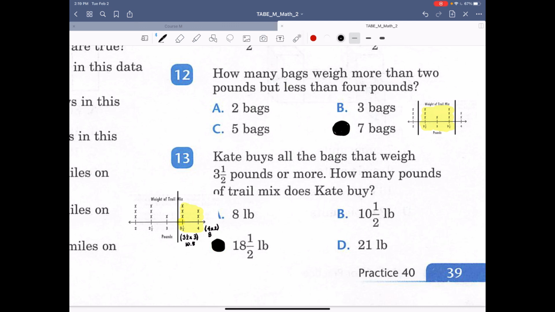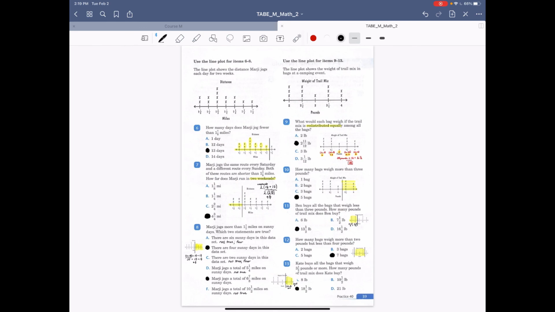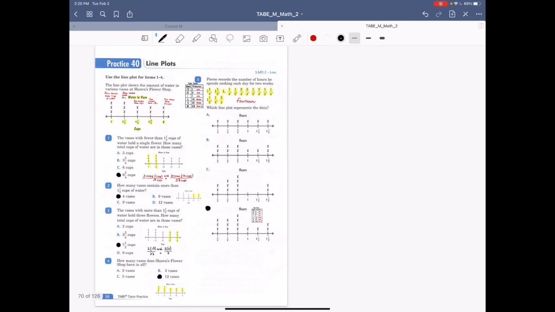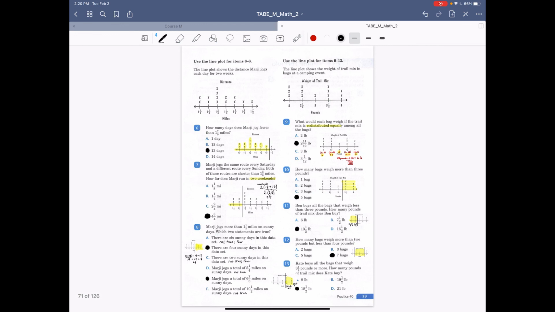Lots of practice with line plots. These show up a lot on science tests. So you may be taking a test that has nothing to do with math, and there it'll be. So it's good to know how to read these. Okay, I think that's all on line plots.